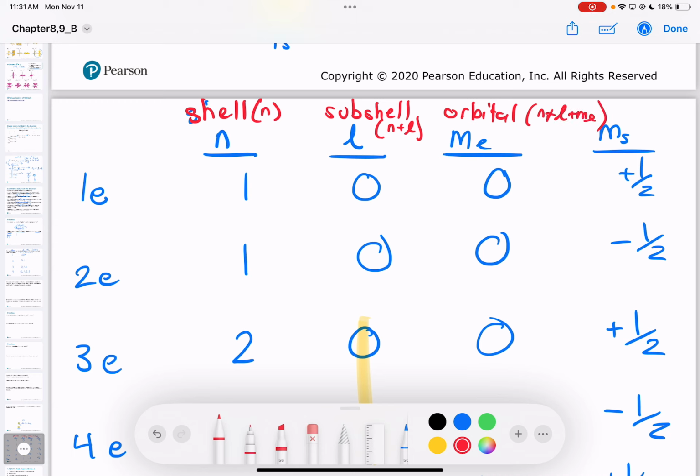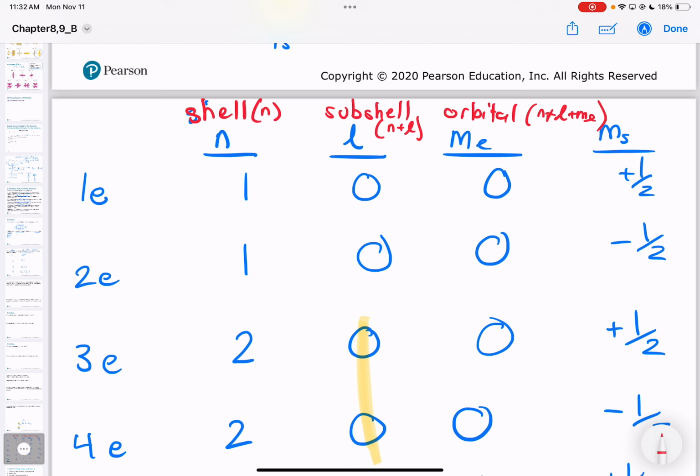So when we say it's N minus 1, it's 0 through N minus 1. So it could be 0 or it could be 1. And when we go up to 3, it could be 0, it could be 1, it could be 2.